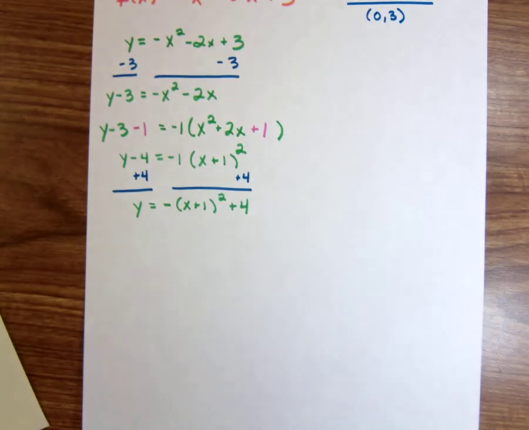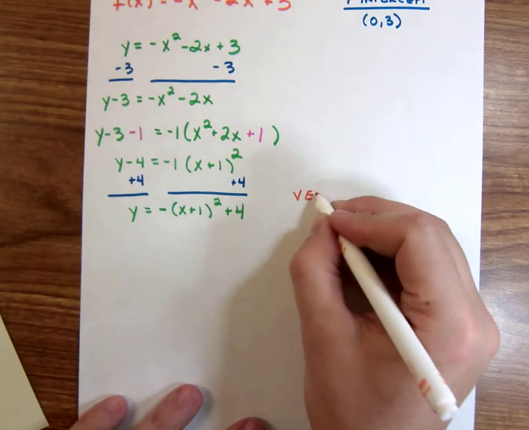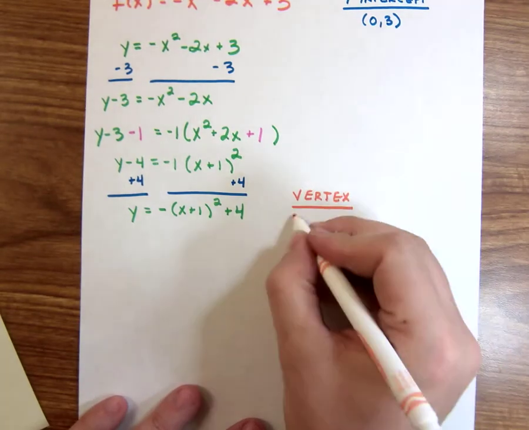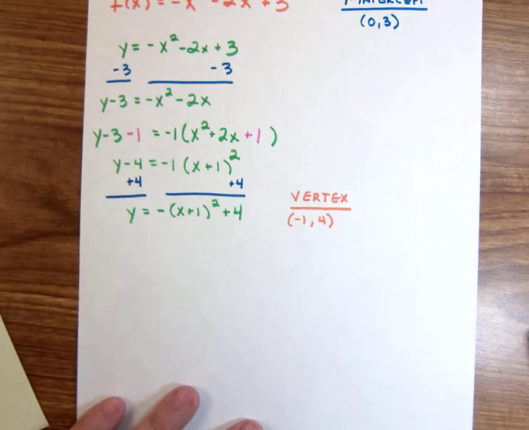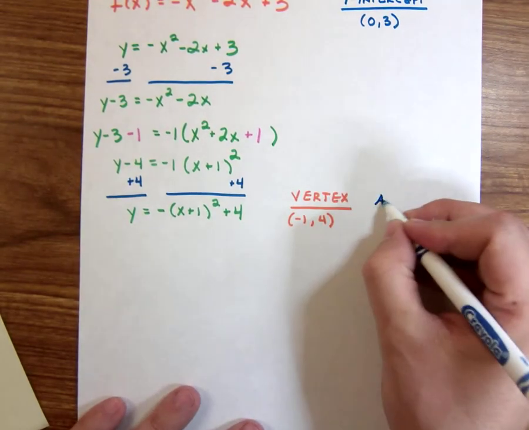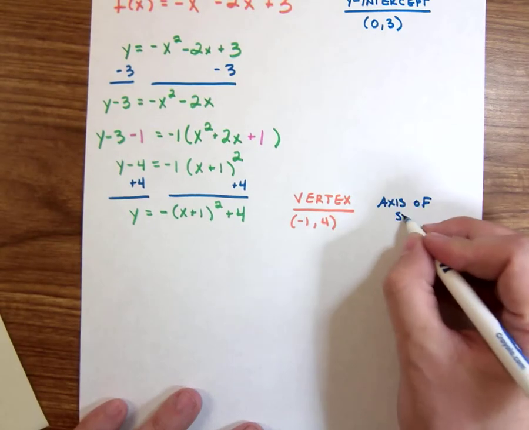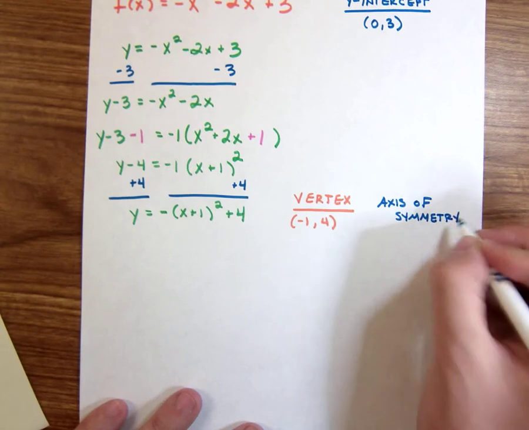Where's the vertex? Negative 1 and 4. Negative 1, positive 4. Very good. Which means our axis of symmetry, the line going right through the middle of the graph, is at x equals negative 1.